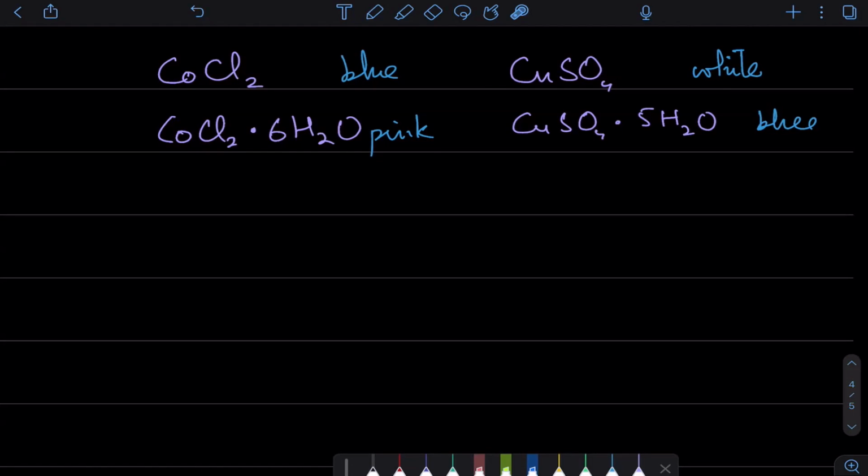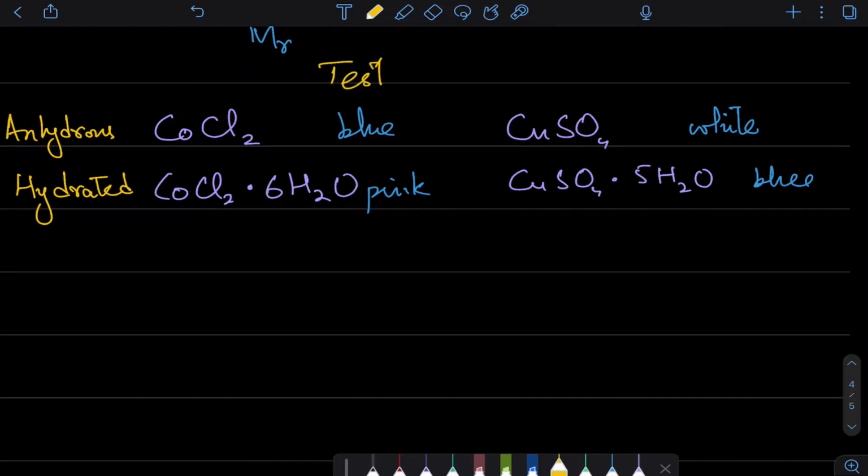All it tells me is that it has water in it, because if the water is present, then this will be able to convert and form this, and that will show a change in color. This is called anhydrous, and this is called hydrated. And that is how you figure out whether there is water available in whatever you have or not. So this we call test for water. This is something you need to remember.